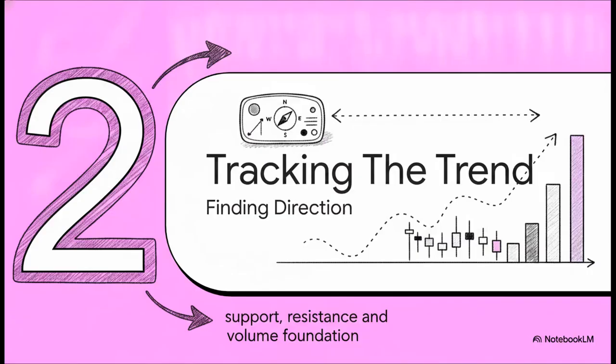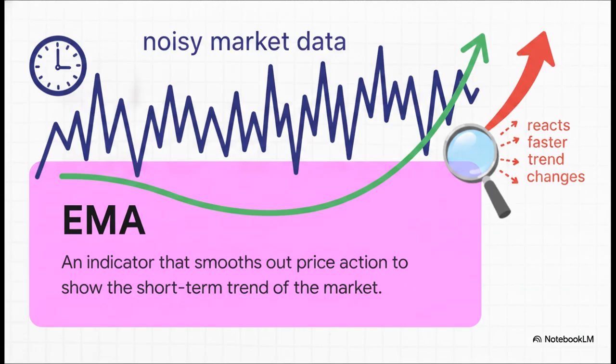Moving right along to Section 2, Tracking the Market Trend. Now that we've got our foundation of support, resistance, and volume, it's time to install the GPS to figure out which direction the market is actually traveling. Our first advanced tool is the EMA, or Exponential Moving Average. Markets are incredibly noisy, jumping up and down minute by minute. The EMA simply smooths out all that chaotic action to reveal the true short-term path.